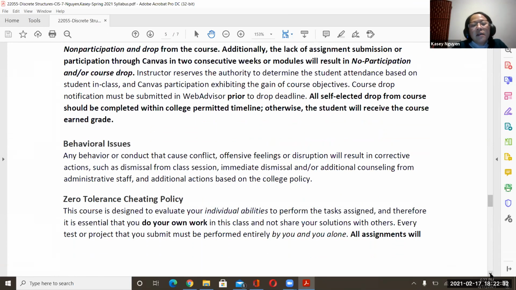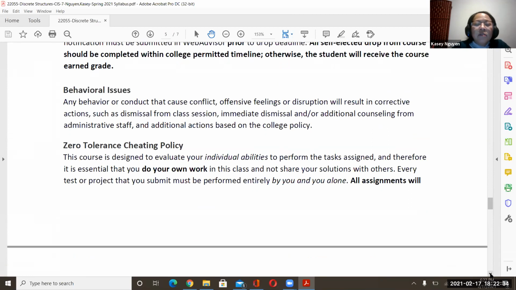For behavior issues, just respect each other. I respect you, so I expect the same thing from you. Avoid offensive feelings. If you have a conflict with another student or other students, make sure that you address it with me. I will be stepping in, trying to address the conflict. We would avoid any kind of disruptions or anything that's demeaning to other people.